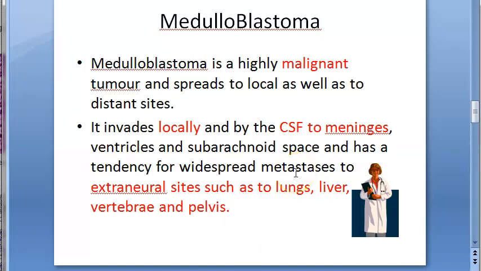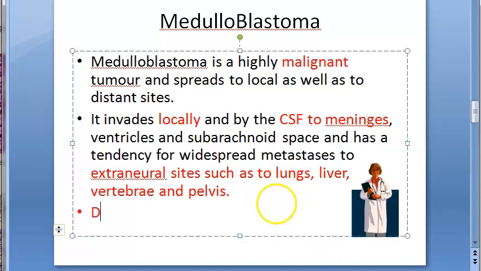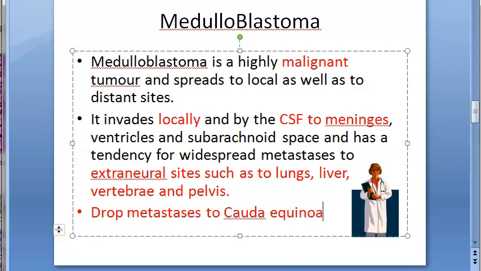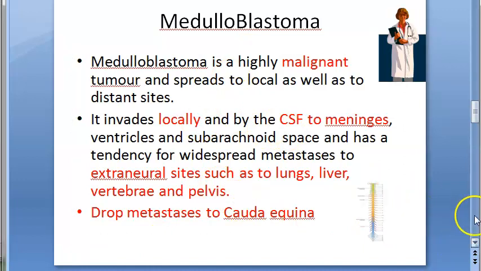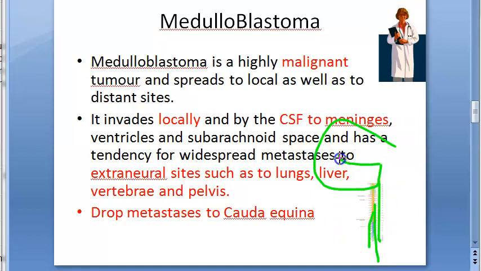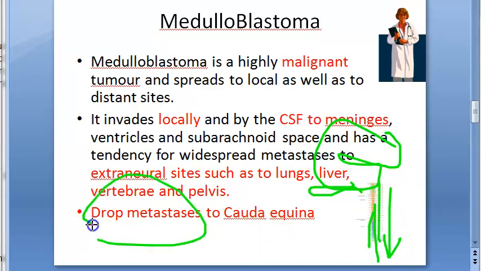And locally, it can go to CSF, to meninges, to the ventricles, to the subarachnoid space, with a tendency to spread to other places like lung, liver, vertebra, pelvis. There can be drop metastasis to the Cauda equina, right? You should write that. Cauda equina actually is part of the spinal cord, guys. That horse tail kind of thing from the spinal cord. So remember, it is dropping from the brain, cerebellum, ventricle, down to the Cauda equina. That's why it's called drop metastasis, I think.